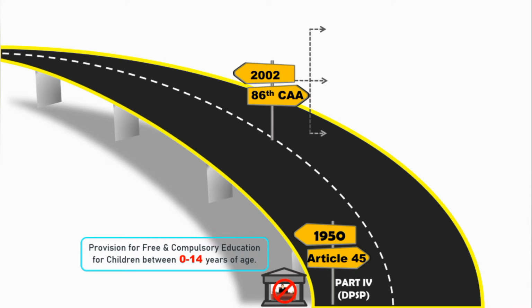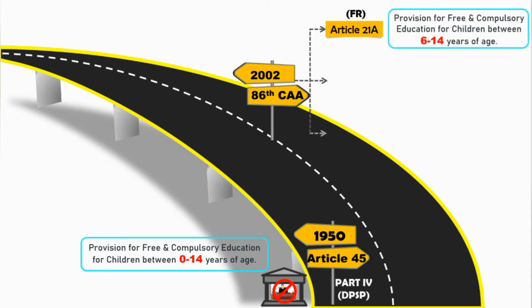Number 1, Article 21A was inserted in Part 3 of the Indian Constitution as a new fundamental right for education. The provision of Article 21A was exactly the same as Article 45, with only one difference, which is the age group of children. Article 45 talked about providing free and compulsory education to children between 0 to 14 years of age, while in Article 21A, the age group was reduced to 6 to 14 years of age.